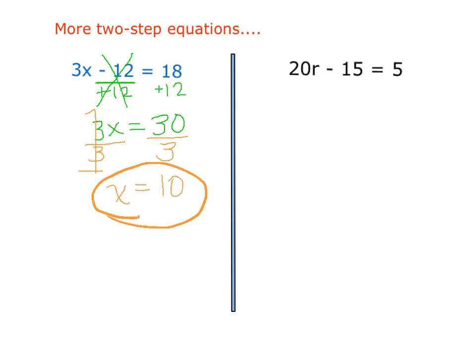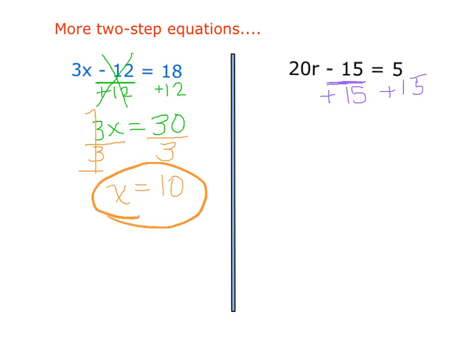Now, the problem on the right really isn't any different. Okay, it's really not any different. We have 20r minus 15 equals 5. Well, it's a minus 15. That's what we're going to work with first because it's a plus or minus. We have a minus 15, so we better add 15 because that's the opposite, and we'll add 15 over here.